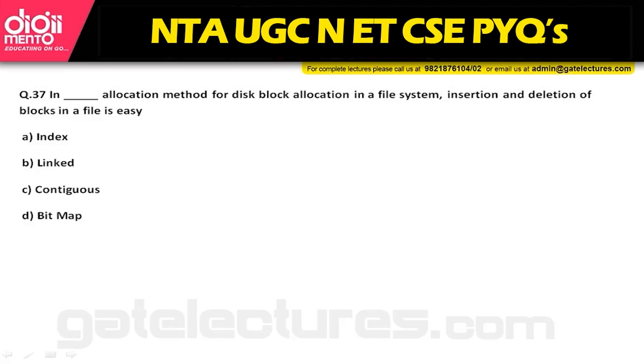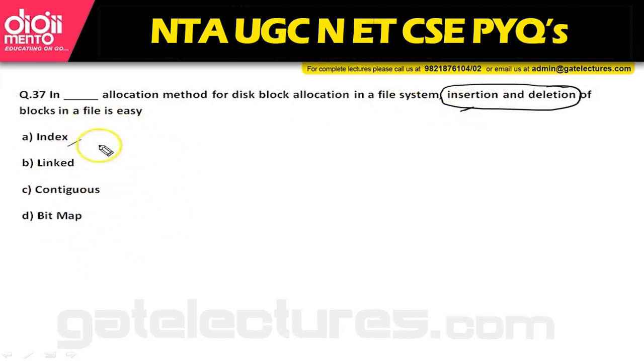So we have our next question which says, in dash allocation method for disk block allocation in a file system, insertion and deletion of the blocks in a file is easy. The options are index technique, linked technique, contiguous technique, or the bitmap technique. We have to apply two operations here, insertions and deletions. These two operations must be efficient for the allocation method for disk allocation of the files in our disks. So which method is good when the operations are only insertion and deletion?